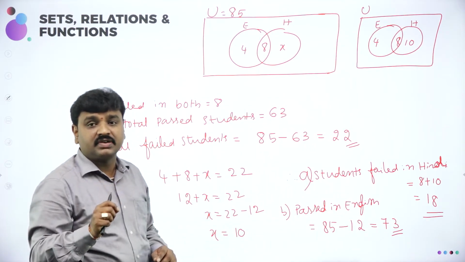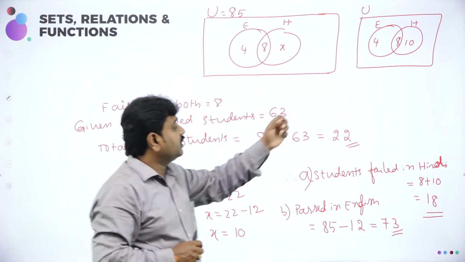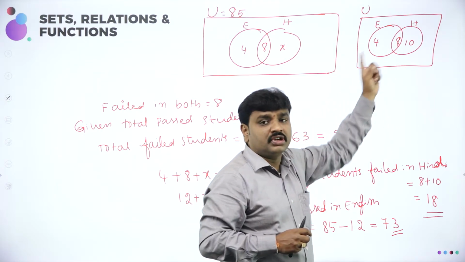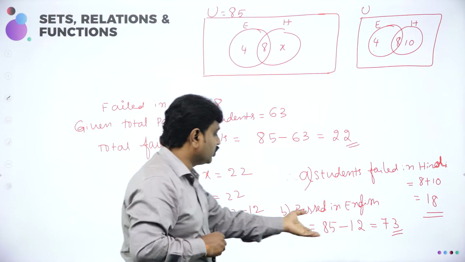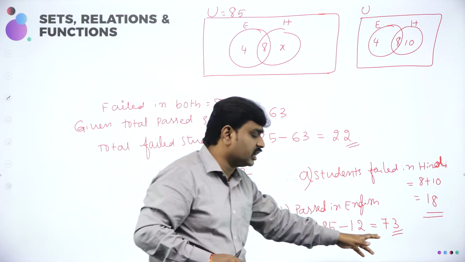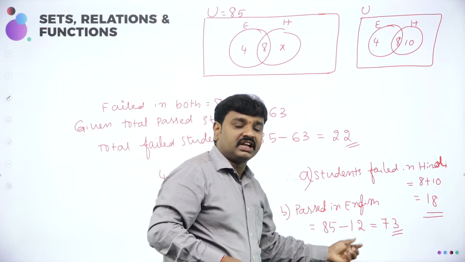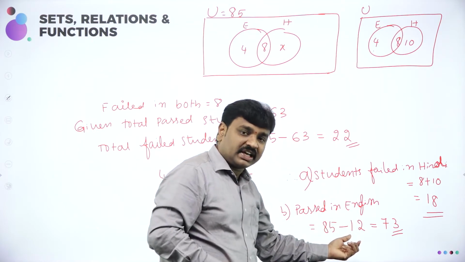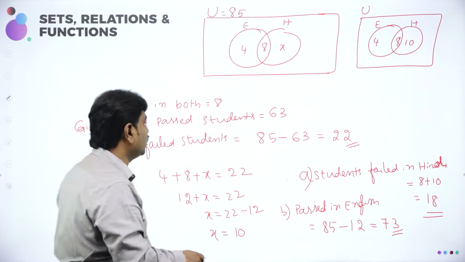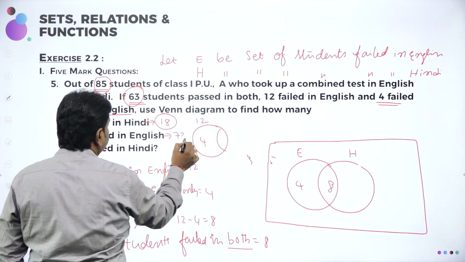How many passed in English? 73. Total how many students do we have? We have 85 students. In that, 8 plus 4, which is 12, students failed in English. I will remove those 12 students. Out of total students, if I remove students failed in English, I will get students passed in English. Total minus failed in English. Total 85 students, 12 failed in English. So in 85, if I remove 12, we get 73 students passed in English. So for this we got 73.